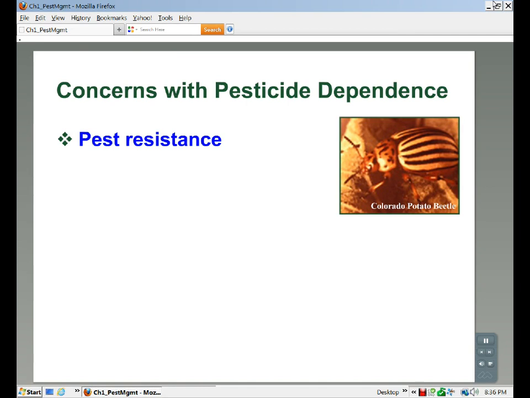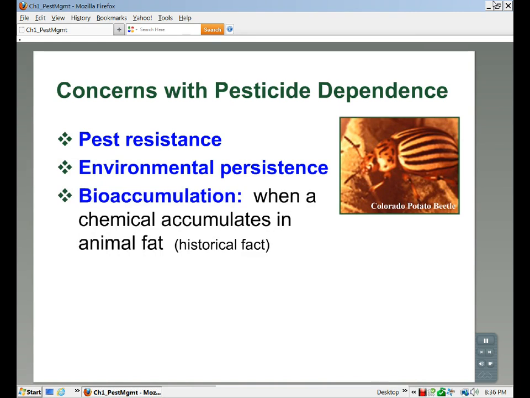In her book, Silent Spring, Rachel Carson discussed environmental concerns about the stability and persistence of DDT and other chlorinated hydrocarbon insecticides. DDT and its relative compounds were also found to be stored in fat cells of insects, fish, birds, rodents, and other animals. DDT didn't break down in fat cells. This is known as bioaccumulation.